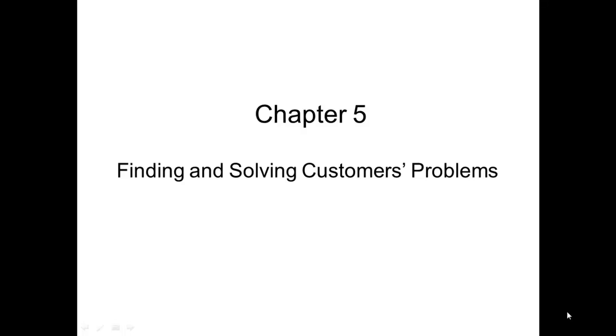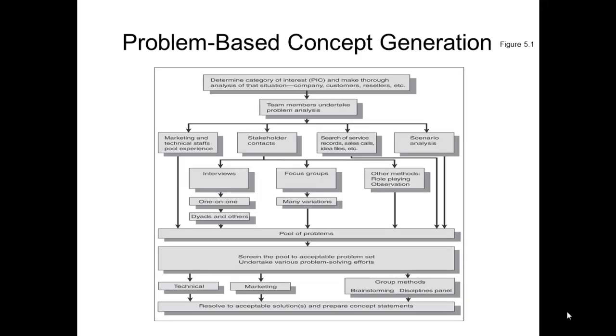We're going into Chapter 5, Finding and Solving Customers' Problems. Here is a pretty busy flow chart, and you can look at this, but it shows the problem-based concept generation going from determining the category of interest, and the team members are divided into four: marketing or stakeholders, search of the service records, etc., and scenario analysis, and going down into interviews or focus groups or other methods, and then going down from there. So it's a process of elimination.